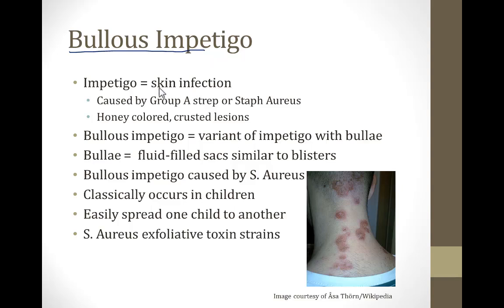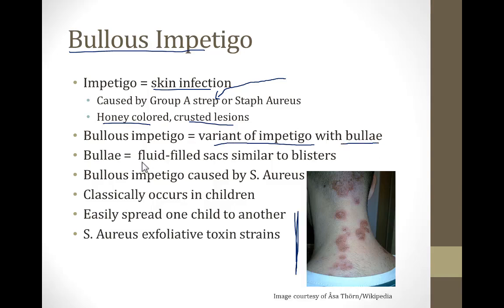Staph aureus can cause a version of the skin infection impetigo called bullous impetigo. So impetigo means a skin infection, and it's generally caused by group A strep, although it can be caused by staph. But for your boards, you should think of impetigo as a group A strep infection. And this is a picture of someone with the regular form of impetigo here, and the lesions are always described as honey-colored and crusted.